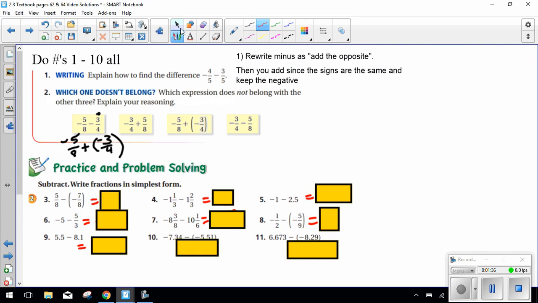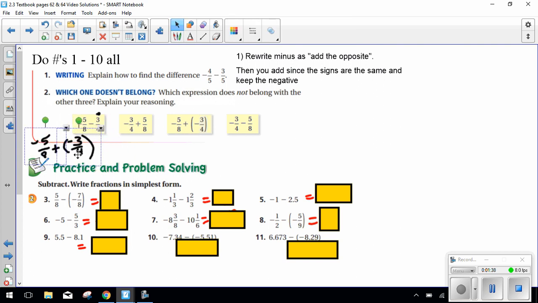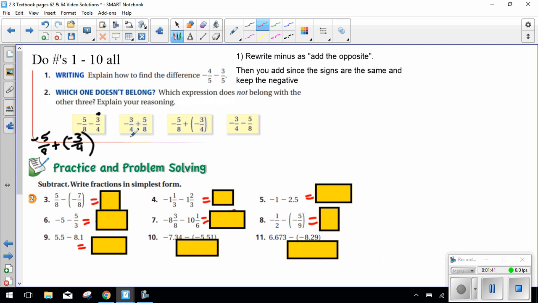This second example, let me just move this over. The second example is -3/4 plus 5/8. This third example is already an addition. We have -5/8 plus -3/4. And this last one, I see minus, so I'm going to change this to plus and this to the opposite. So -3/4 plus opposite.